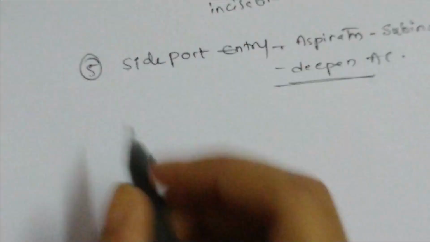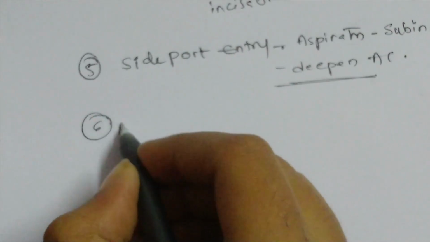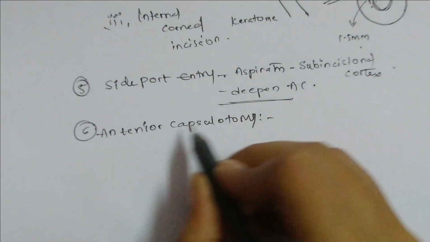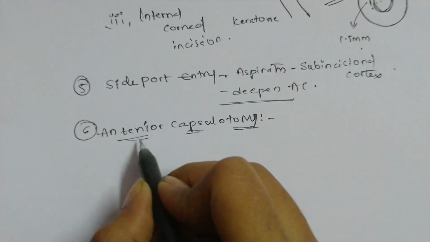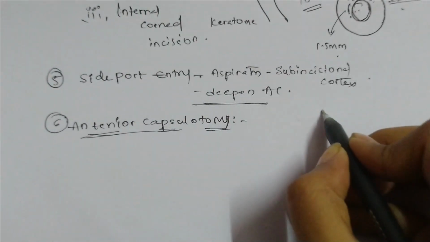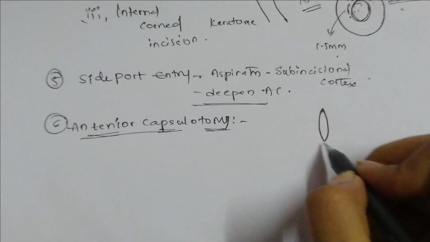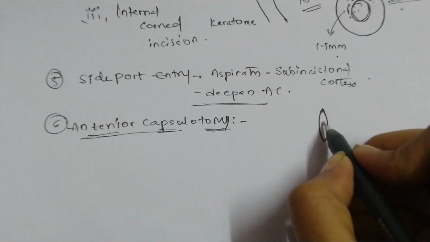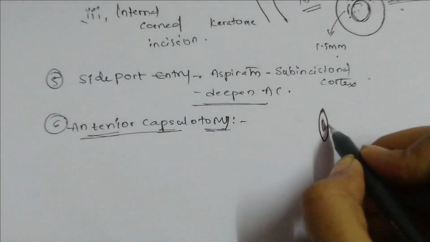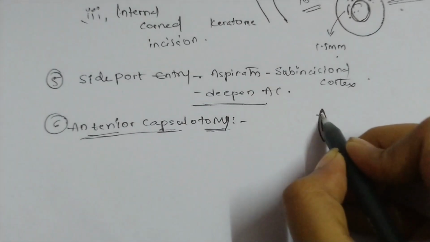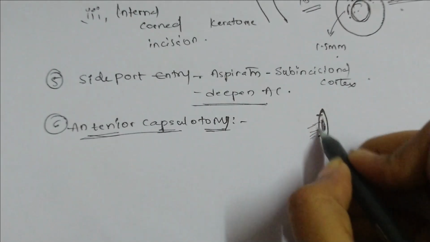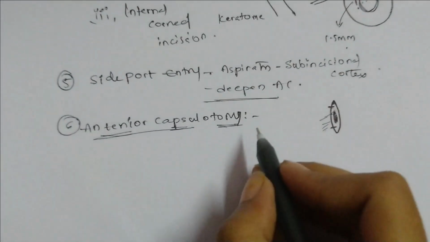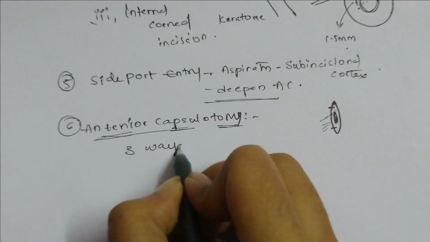Now, after we made the side port entry, the next step is anterior capsulotomy. What is meant by anterior capsulotomy? Otomy means cutting. We will cut the anterior capsule. So this is the lens from the side view. This is the anterior capsule, this is the posterior capsule, and this is the nuclear cataract we need to extract. We will cut and remove this anterior capsule so that we can remove this nuclear cataract. There are 3 ways to cut this anterior capsule.